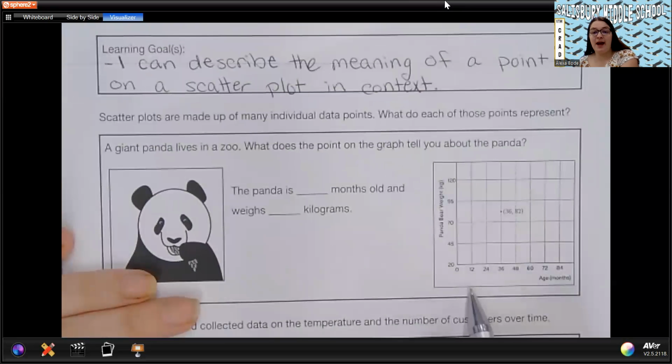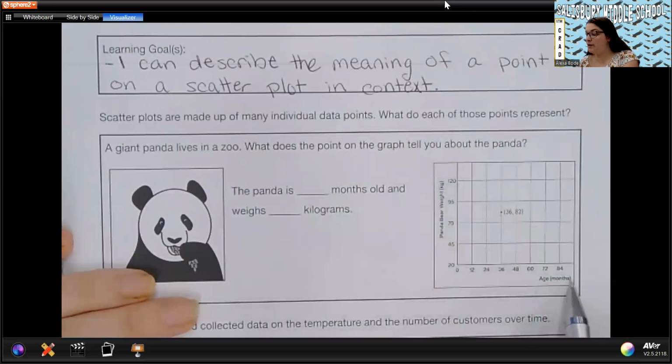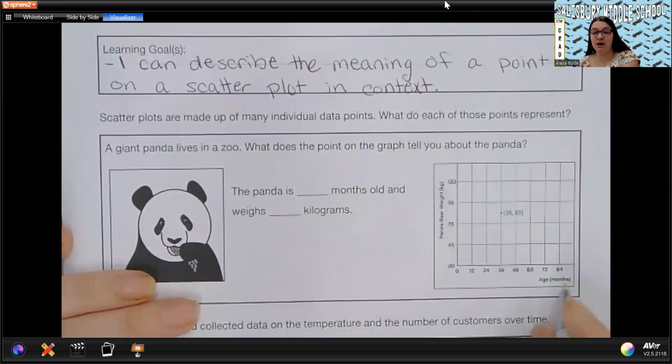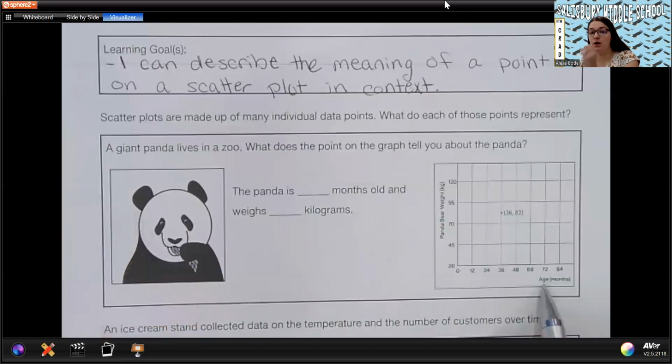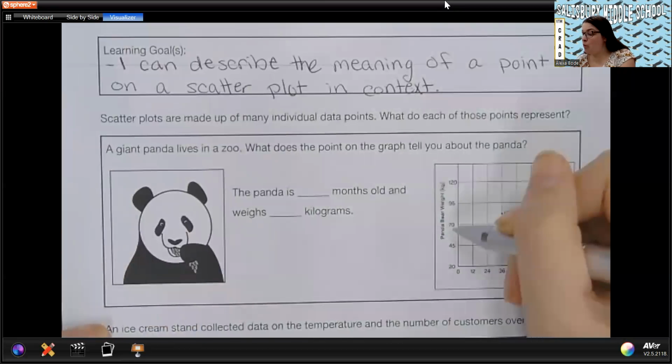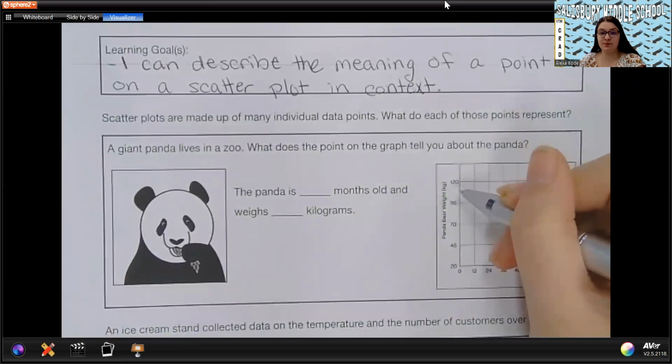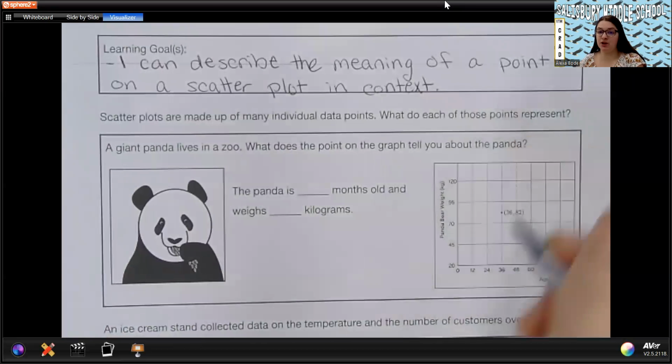And that's when you need to look at the labeling on your graph. So your X value is age in months. So the X value is the age of the panda in months, and the Y is the weight of the panda bear in kilograms.